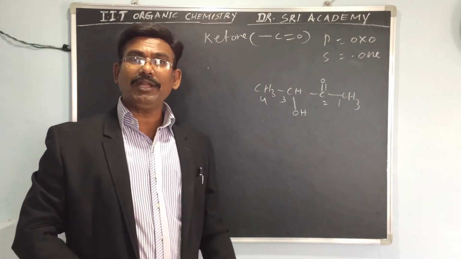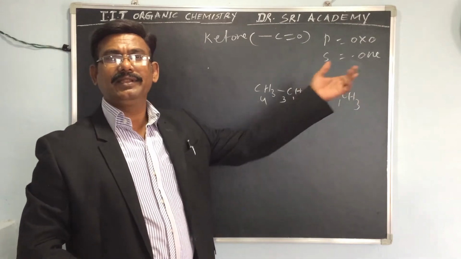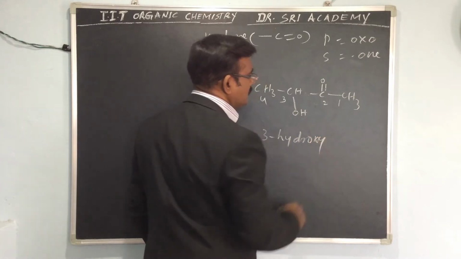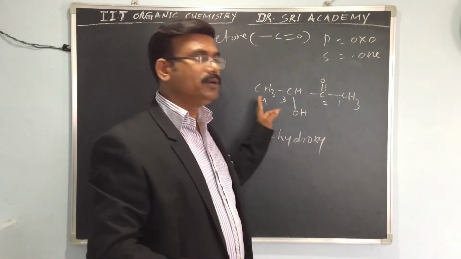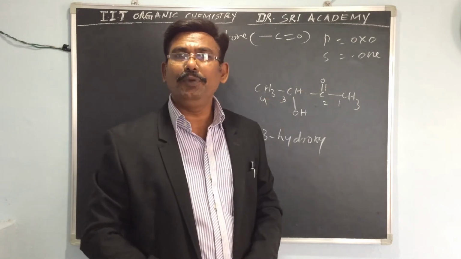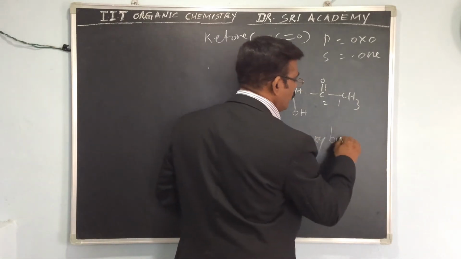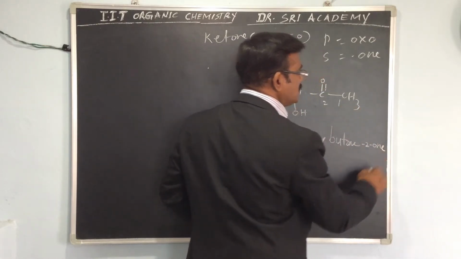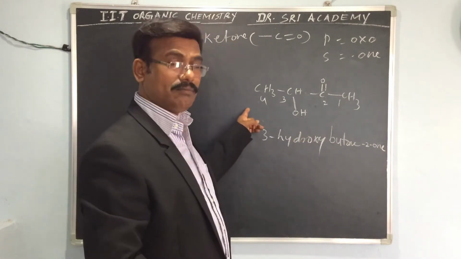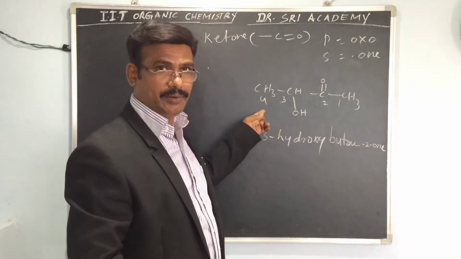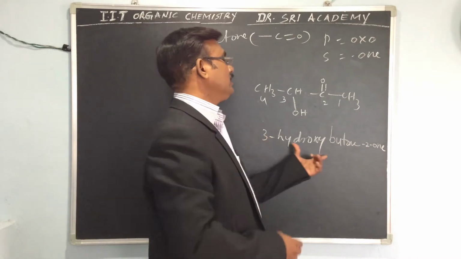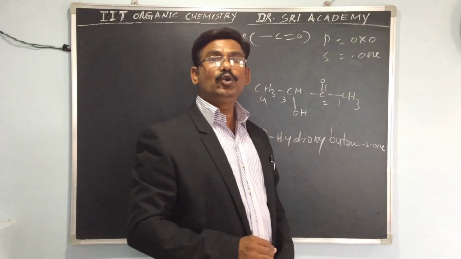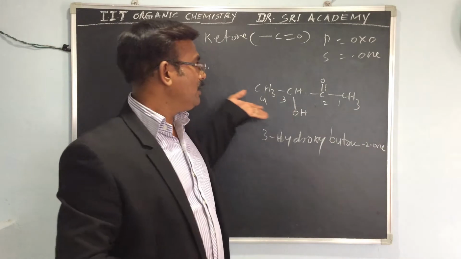So how can you give the name? 3-hydroxy, butane. 1, 2, 3, 4. So butane, position 2, one. This is the IUPAC name of this molecule. 3-hydroxy, write the capital. 3-hydroxybutan-2-one in plain chain form.